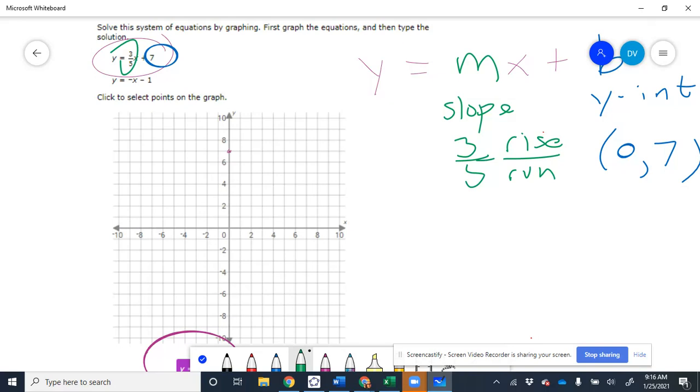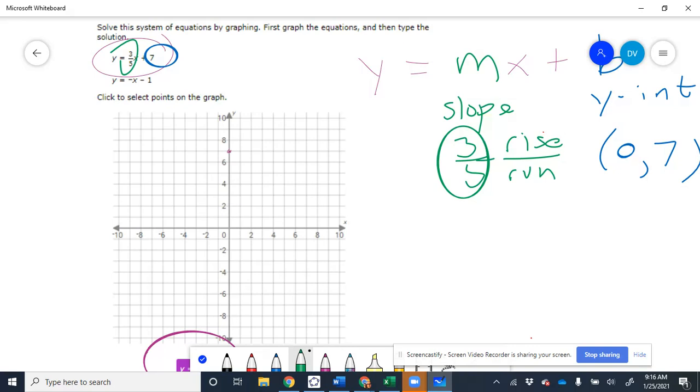One more thing I want to remind you of is that this slope, this number, this fraction, is positive. So our line is going to go up. If it was negative, our line would go down. And when I say up or down, I'm talking about as we move from left to right.